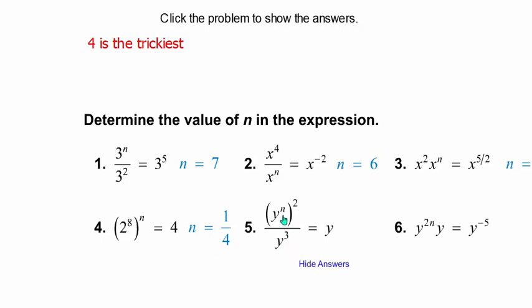This one becomes 2n minus 3 equals, don't forget about the 1's here. And once we solve that, n is 2. And 2n plus 1 equals negative 5. So 2n equals negative 6. n is, and I know it's off the screen, negative 3.